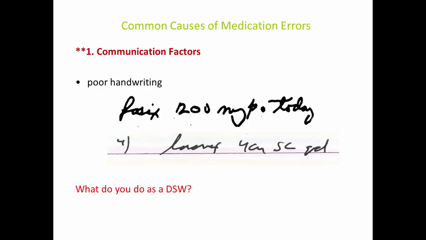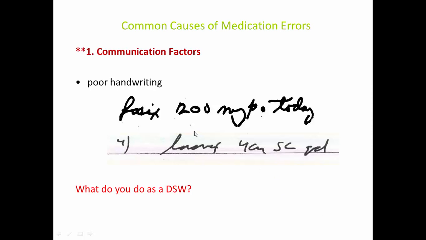A really big area, particularly in the past, and less so now that we have computers, but a big factor in making medication errors, is poor handwriting. If a physician writes an order that the pharmacist, a DSW or a health professional can't read, then that's very tricky. So I've got a couple of examples here.